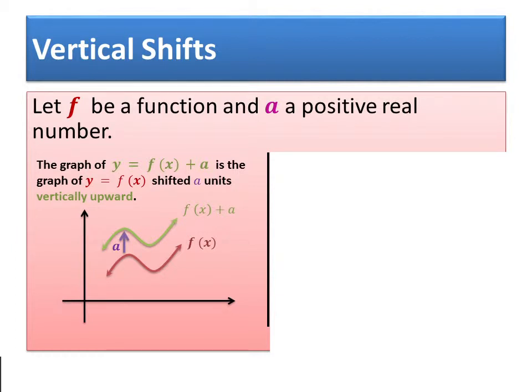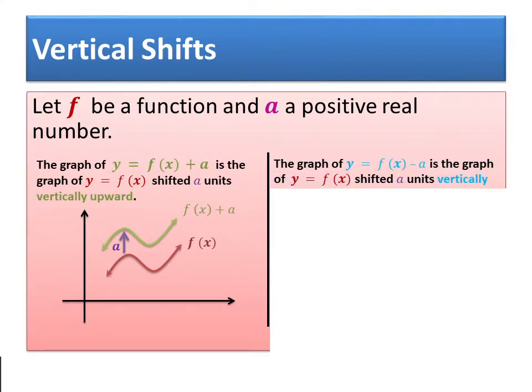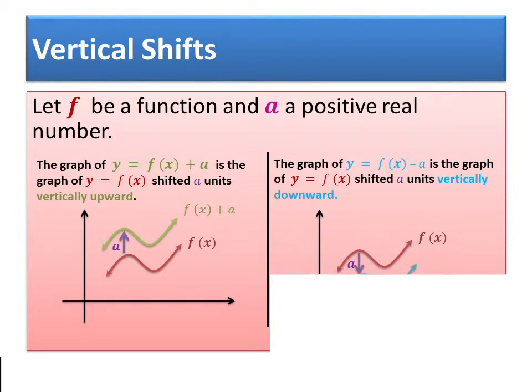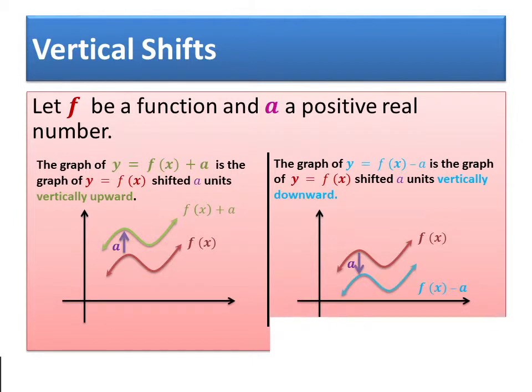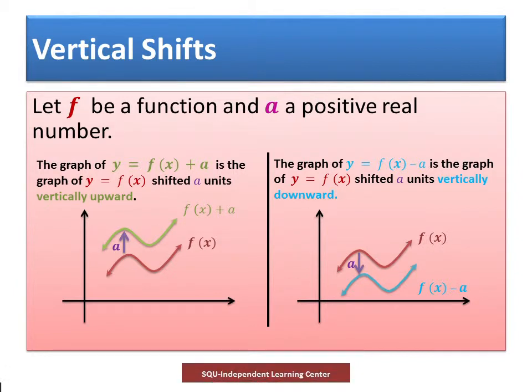Now we go to the other case when we subtract a from f of x. The graph of y equals f of x minus a, where, as I said, a is a positive real number, is the vertical shift of the original function in red f of x downwards by a units, as we see in the figure to the right hand side.